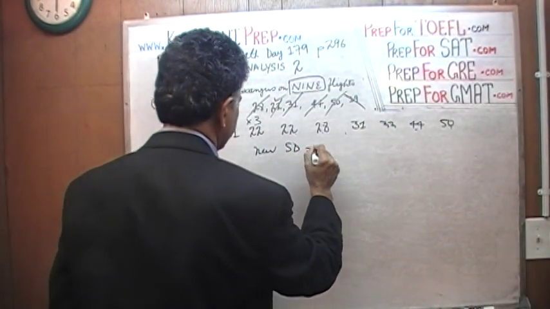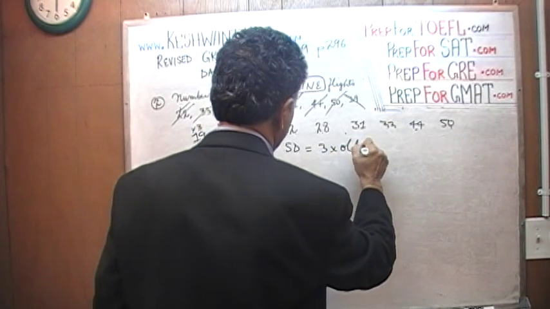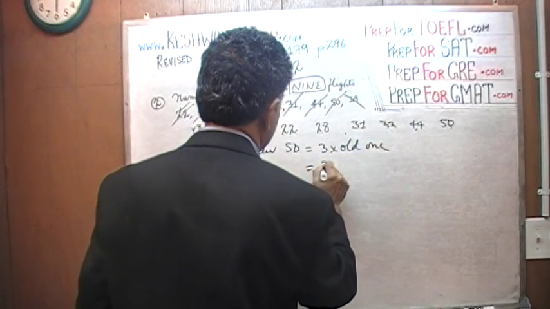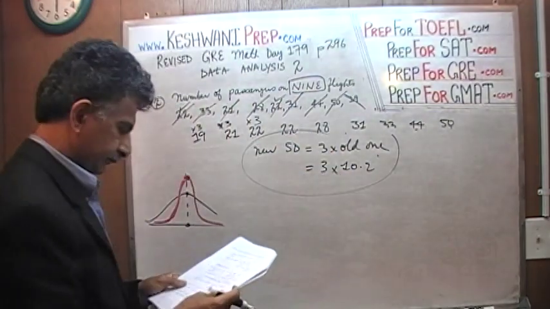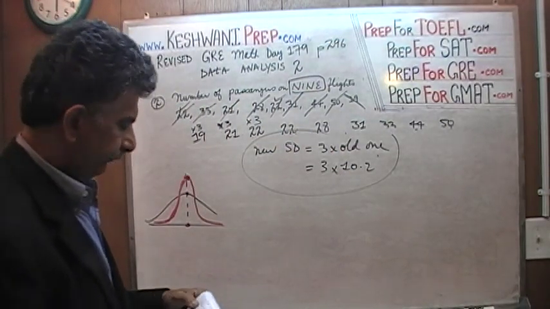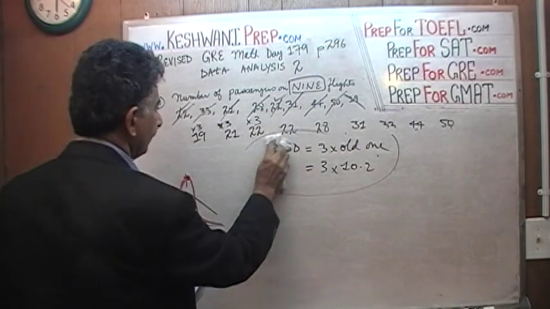The standard deviation is going to be 3 times the old one, or 3 times 10.2. That's all. Whatever that works out to be. Let's go on to part C.